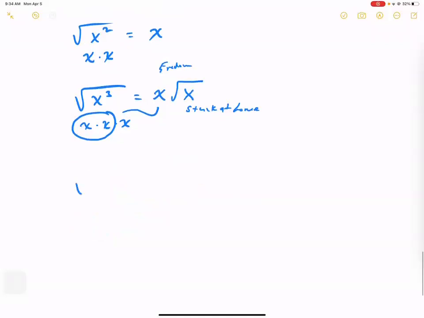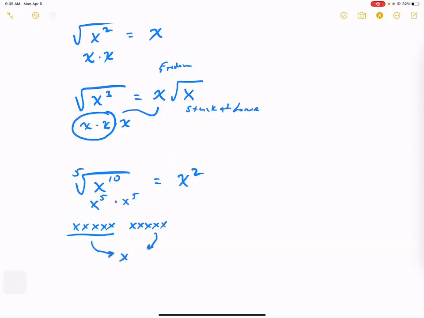If I made this the fifth root of x to the 10, now I'm looking for sets of 5. Well, I do have 2 sets of 5. So this is x squared. Now, why is that x squared? Let's write out the long way. 1, 2, 3, 4, 5. 1, 2, 3, 4, 5. We have 10, right? So this set comes out to become an x, and this one here comes out to be another x, which gives me x squared.